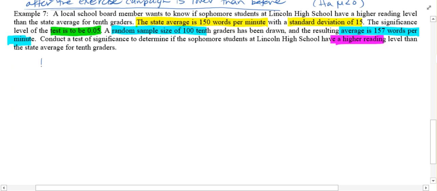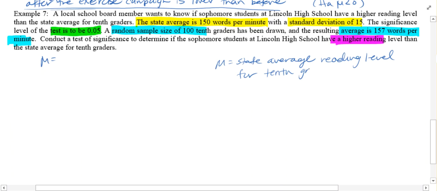All right, so mu is equal to, and let's go ahead and define mu. I don't think I did that in the first problem, but let's define mu. Because, again, they look for this on the AP exam, mu is the state average reading level for 10th graders. Okay, so our null is that the mean is the same as what they claim, so it's 150. And the alternative, they want to see if it's greater than. They have a higher average than 150. So we're going to look at our conditions.